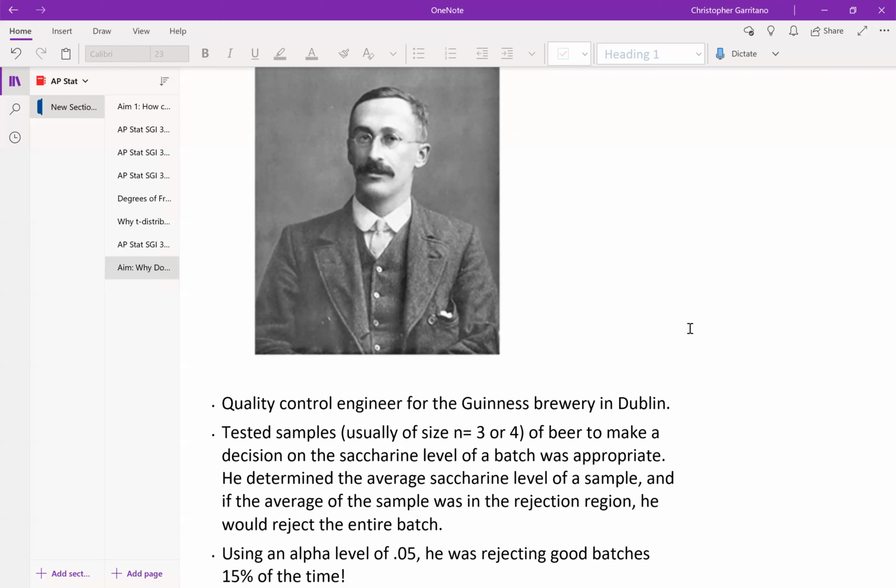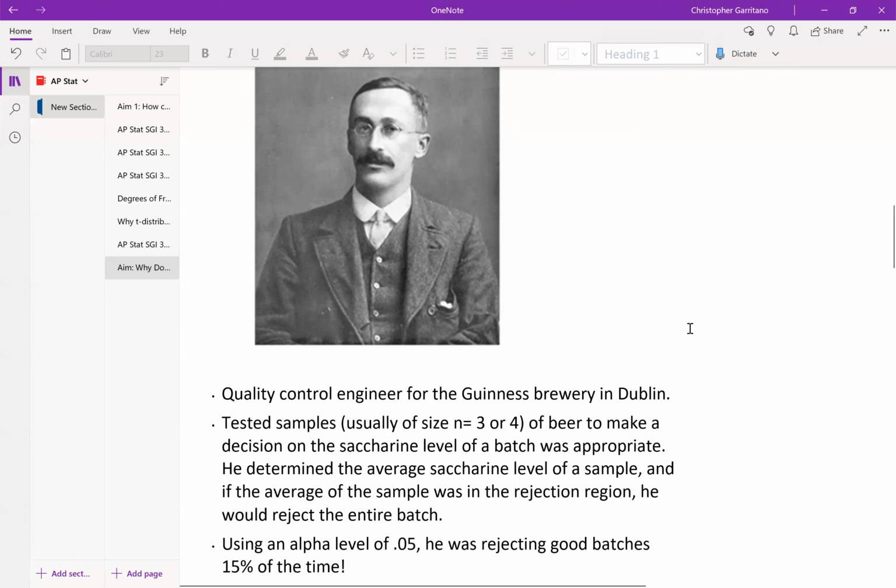Okay. And so it was his job to take a small number of samples from an entire batch and decide, okay, yes, this is good, or no, this is not good. And he did this by using a hypothesis test. But the sample sizes were very, very small for a number of reasons. Of course, he didn't want to be drinking a ton of beer on the job. And also, every drop of beer that he drank was a drop of beer that Guinness Brewery couldn't sell. So there were many reasons for wanting to limit the sample size.